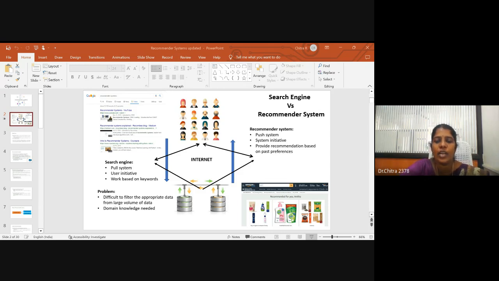Automatically, it will show you the information by the prediction algorithms. Examples are the movie recommender system, the product recommender system, and other examples are LinkedIn and Facebook. These all are examples of recommender systems. Why and when do we use a recommender system?